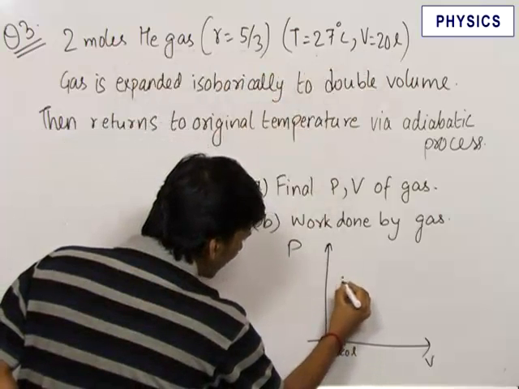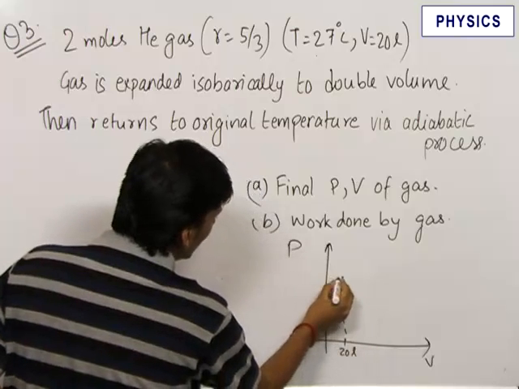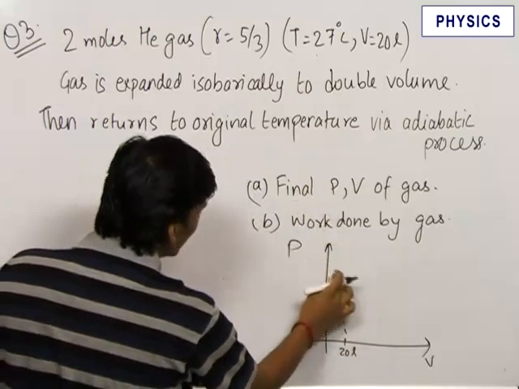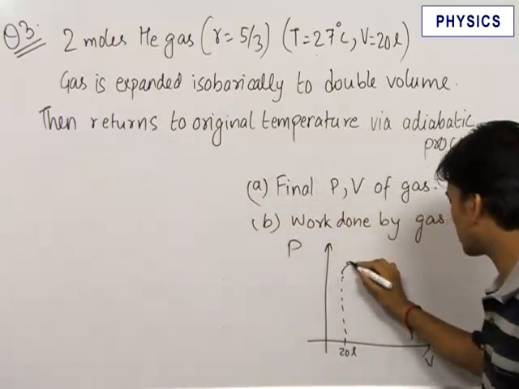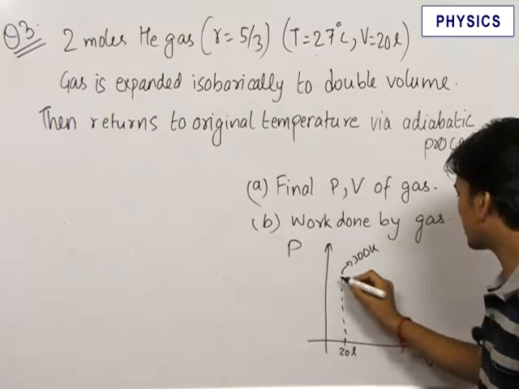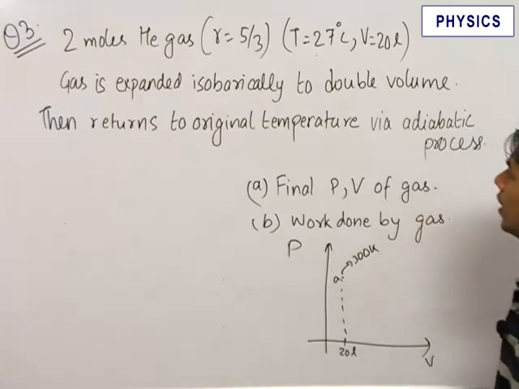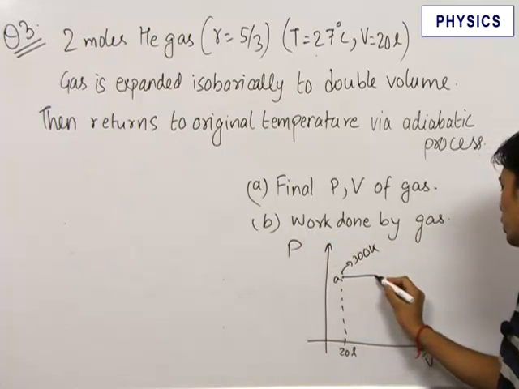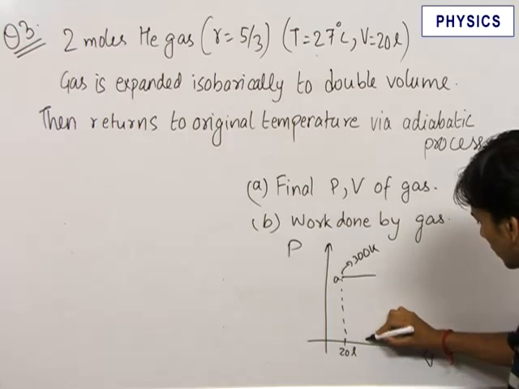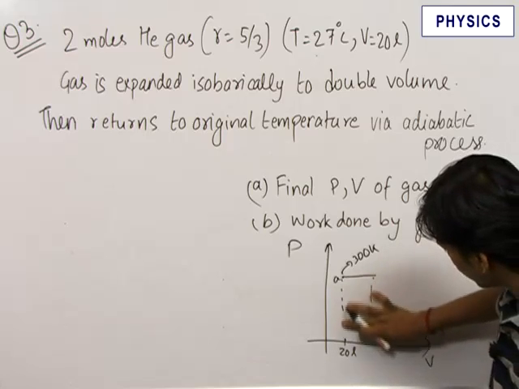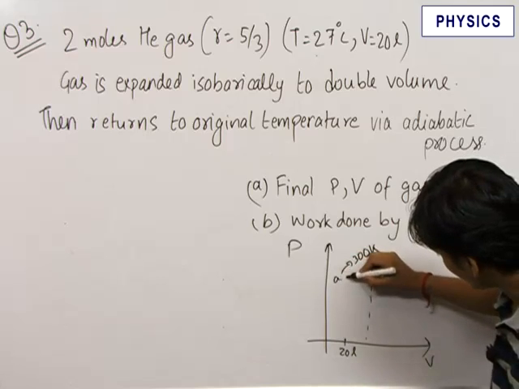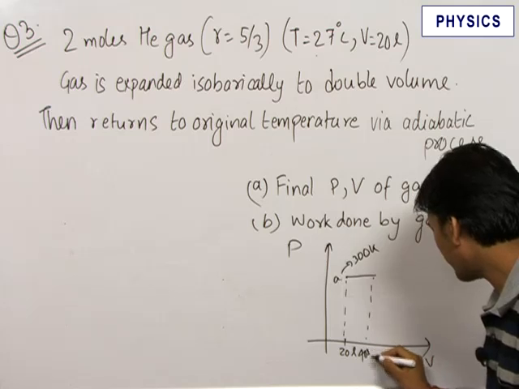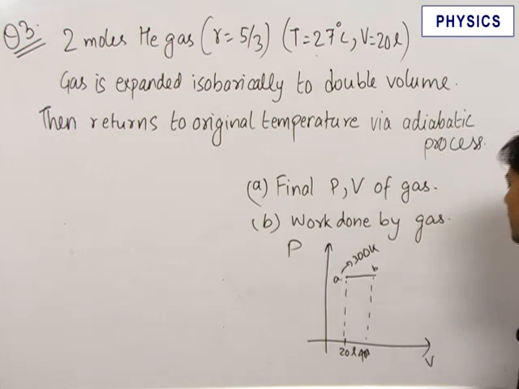So initially the gas was at this point with a pressure that is not given, and the temperature is given to be 300 kelvins. The temperature here is 300 kelvin. Let this be point A. Now under constant pressure it doubles its volume, so it goes to a point where the volume is doubled. The volume at this point will be 40 liters. Let this be point B.